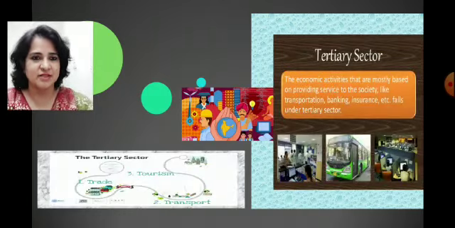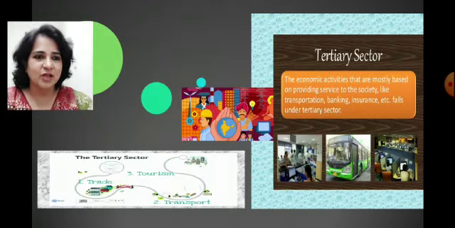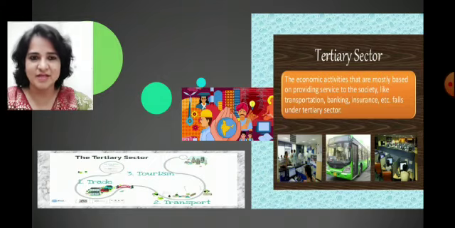Now let's discuss the tertiary sector. The economic activities that are mostly based on providing services to the society, like transportation, banking, insurance, fall under this category. This is your service sector. The other name is service sector. Trade, tourism, transport, all of these fall in it.